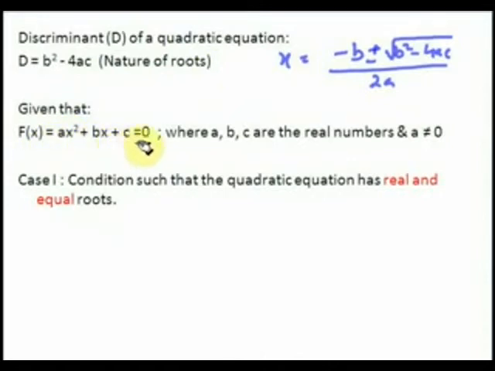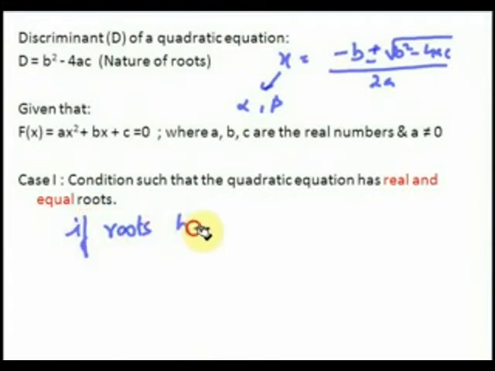Given that f of x is equal to x square plus bx plus c is equal to 0, where a, b, c are real numbers and a is not equal to 0, we have to find the condition such that the quadratic equation has real and equal roots. The roots of the quadratic equation are given by this expression. If the roots have to be real, then the quantity b square minus 4ac.